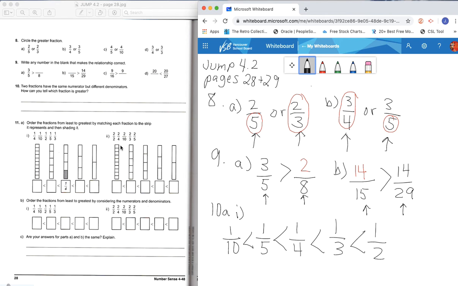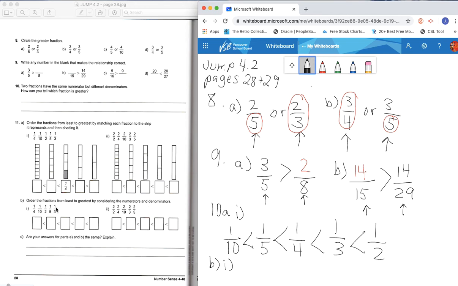Okay, all right, you're gonna do 2 yourself. B, order the fractions from least to greatest by considering the numerators and denominators. Okay, so B1.